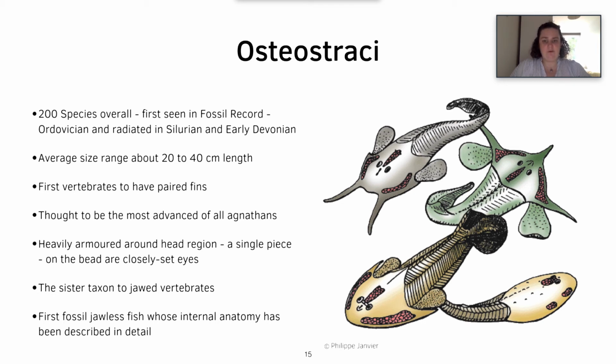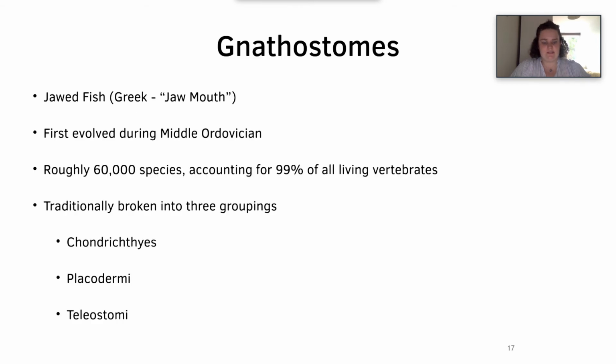So now we move on to the gnathostomes. They are the jawed fish. Gnathostome in Greek means jaw, mouth, and they first evolved during the Middle Ordovician. There are roughly 60,000 species, and they account for 99% of all living vertebrates. They're traditionally broken into three groupings: chondrichthyes, Placodermi, and Teleostomi.